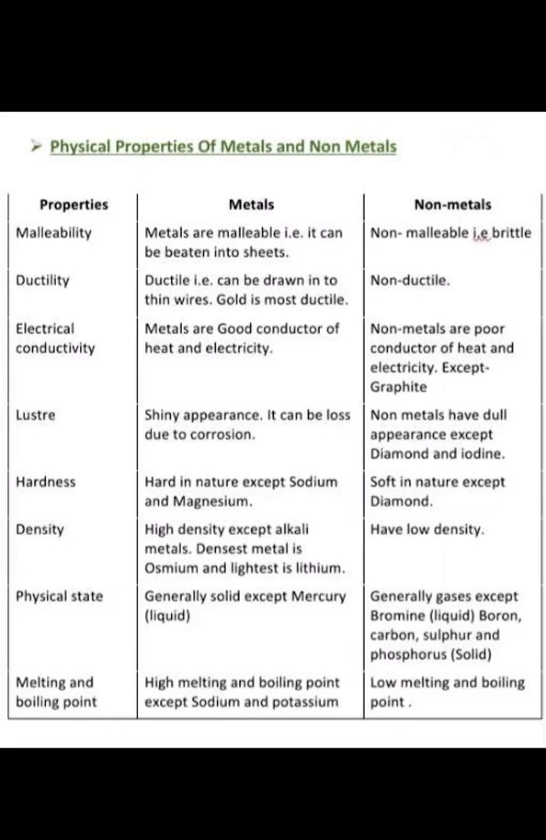Metals are generally solid, except mercury, which is a liquid metal. So this is an important question: name a metal which is found in liquid state at room temperature. That is mercury. Whereas non-metals are generally gases, except bromine, which is a liquid non-metal. Boron, carbon, sulfur and phosphorus are solids. Melting and boiling point: metals generally have high melting and boiling points, but with exceptional cases like sodium and potassium, whereas non-metals have low melting and boiling points.